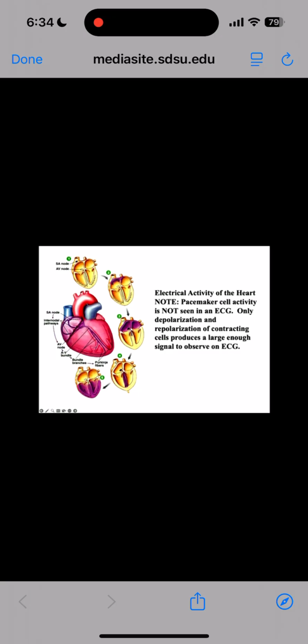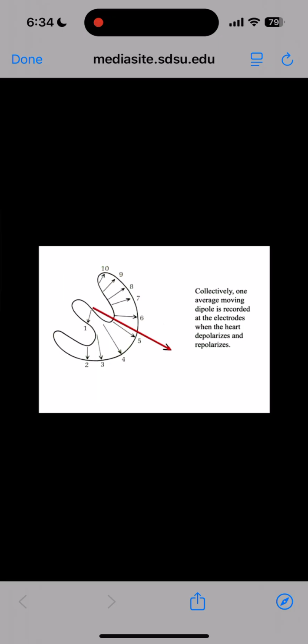Okay? Now, as I said, what we are looking at is a dipole. And this is the average spread of depolarization through the heart. So if we were to look at just the ventricles, you'd see the depolarization is spreading in kind of all different directions. But if you think about an average, there is one unique direction, okay? And because of that one unique direction, that is what we will be recording.